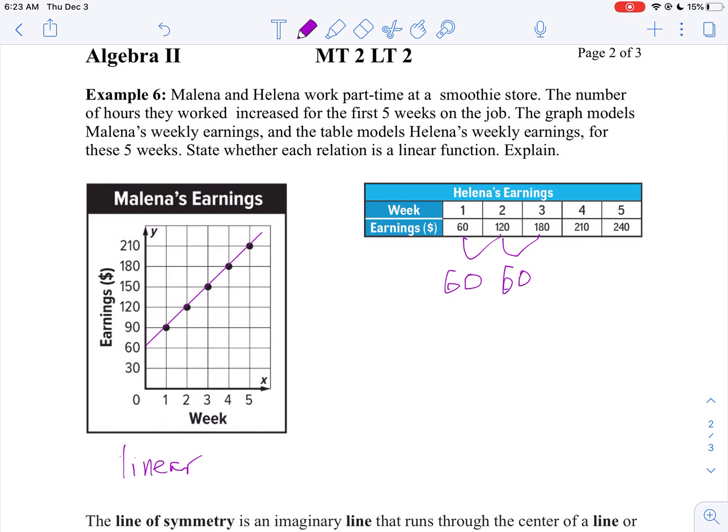Looks pretty good so far. Uh-oh. 180 to 210, it grows by 30. This is nonlinear. Nonlinear means it does not grow by the same amount each time.